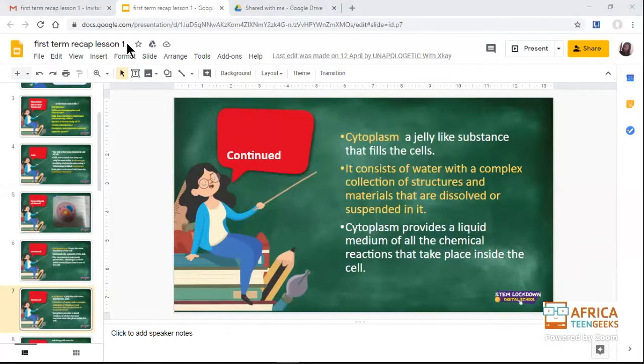Photosynthesis. Thank you, Amaha. Photosynthesis because the plant cell has chloroplasts, and that is the site for photosynthesis. Another one?